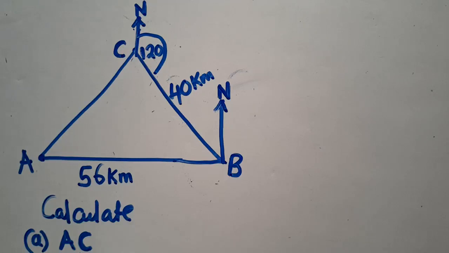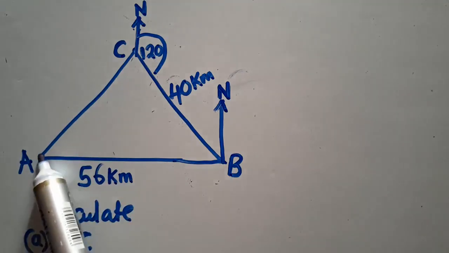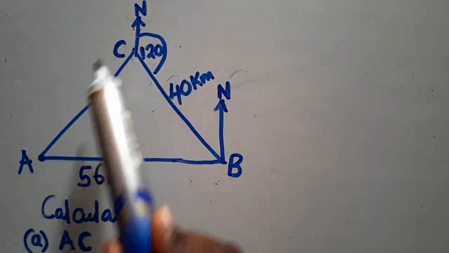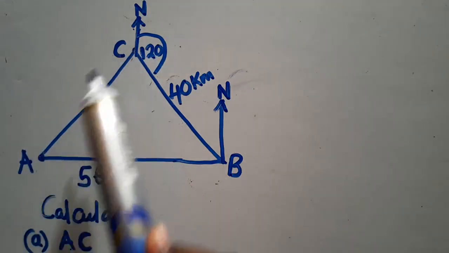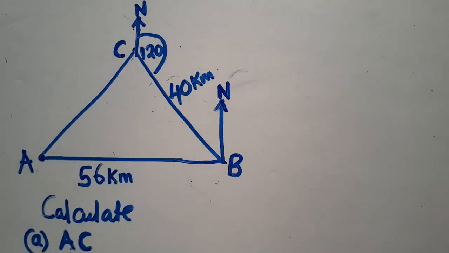So we've got the first question, which is saying calculate AC. So we want to calculate the distance AC. Where is AC? AC is there. Have you seen AC is there? And the first thing that should come to your mind is which law are you supposed to use under this question?